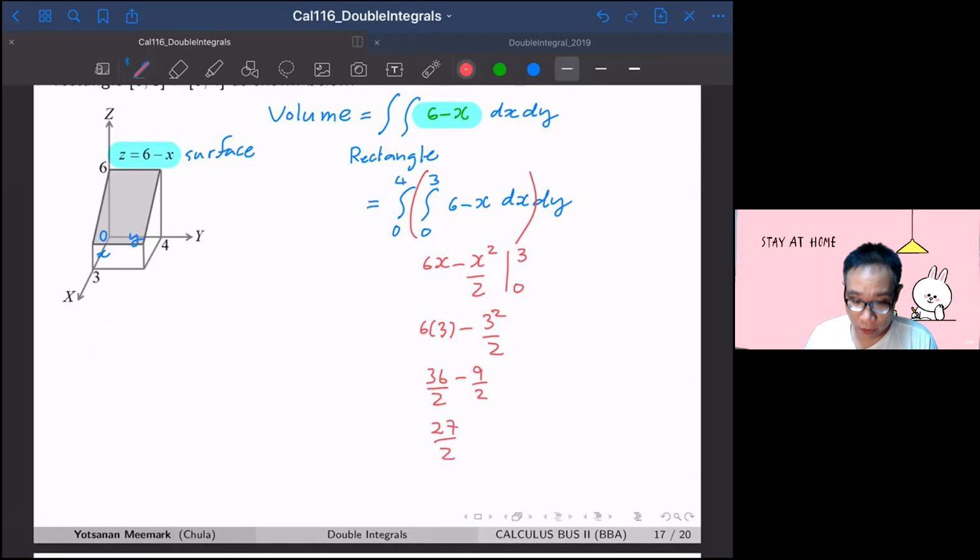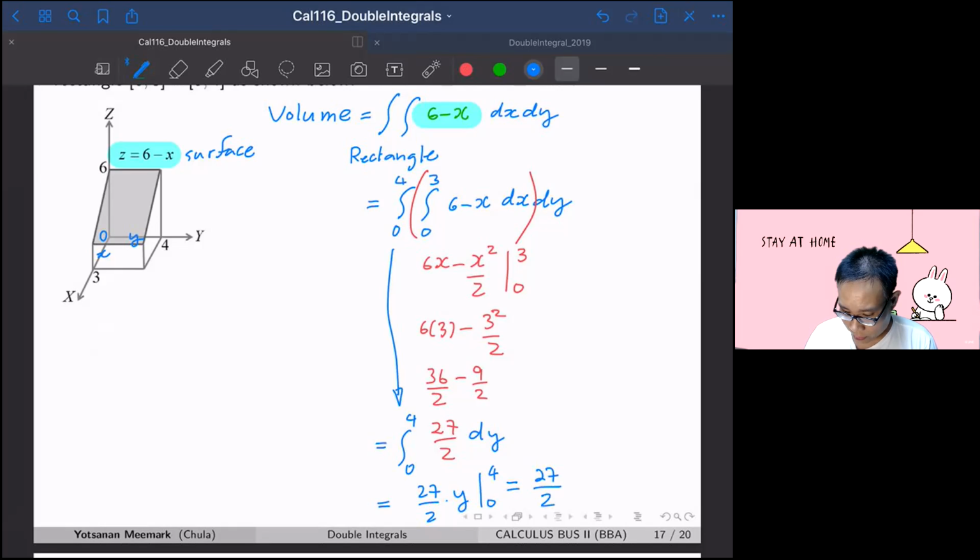So this one is the inside, and the outside integral turned out to be the integral from 0 to 4 of dy. And in this case, it's going to be 27 over 2 times y from 0 to 4. So it's going to be 27 over 2 times 4 minus 0. And this will give you 54 for the final answer.